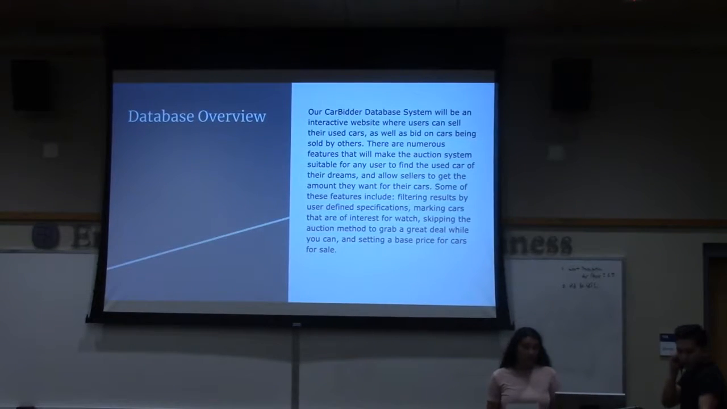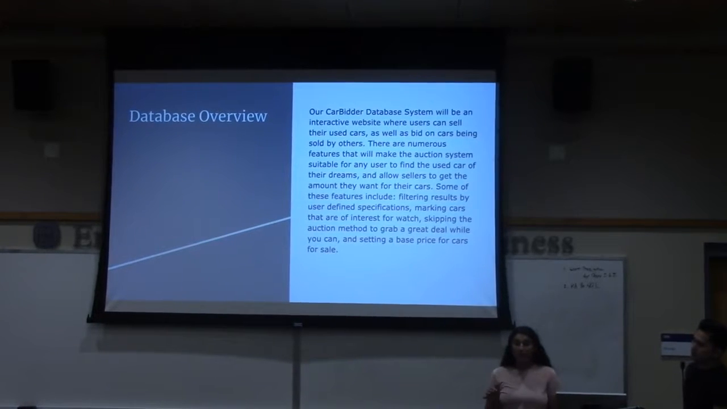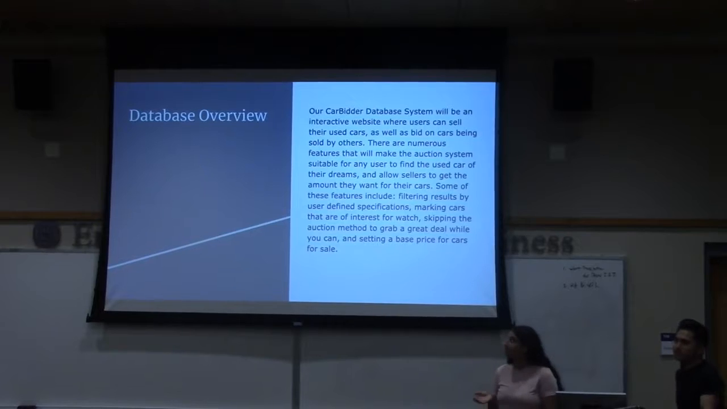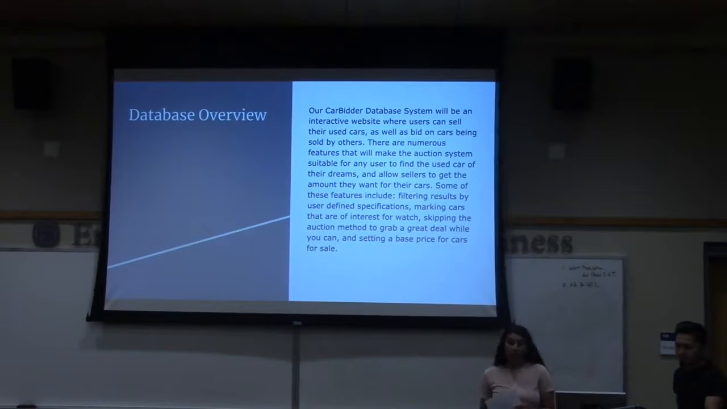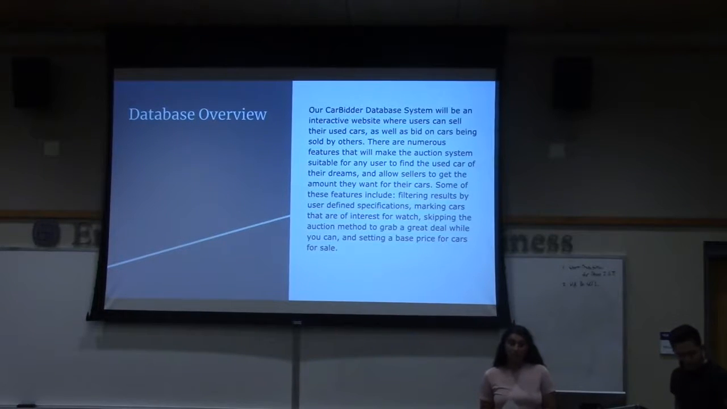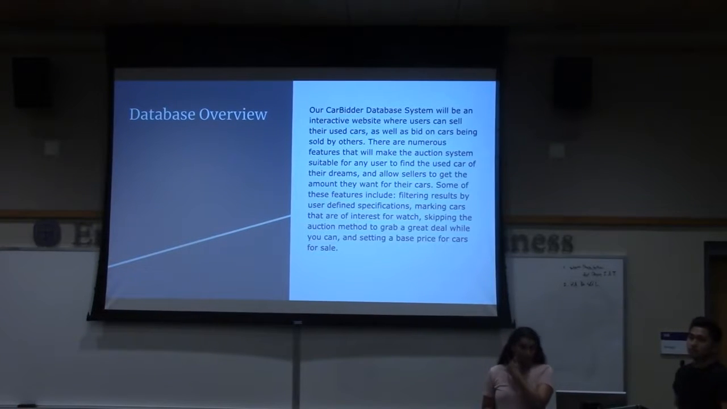There are specific features that we will be including, such as filtering results by user-defined specifications and marking cars that they're interested in watching, so this is for the bidder as well. They can also have the option to skip the auction process altogether. If they have a bid that the seller also agrees on, they can skip the auction process and just purchase the car. As far as sellers, one feature we're trying to include is they can set a base price for the car, so the bidder can't bid below that base price. So basically your system is a web-based application, and as a backend, you are going to access the database.